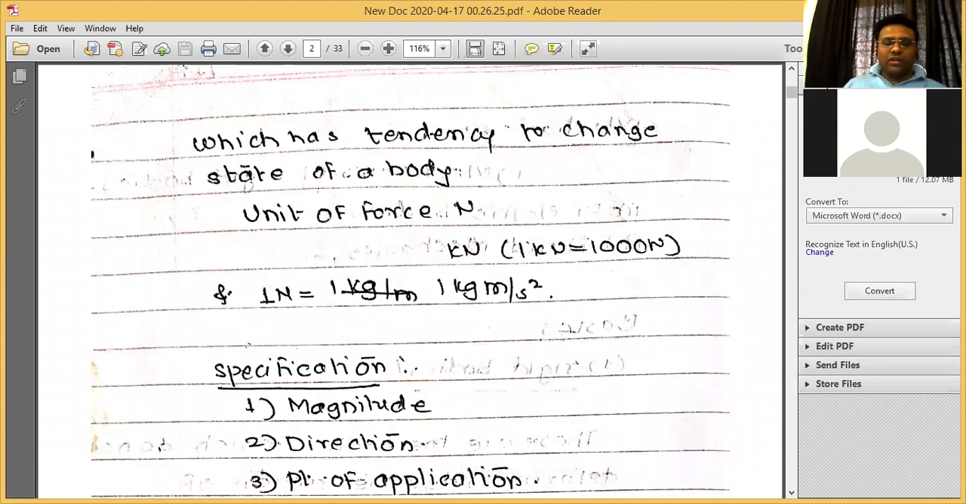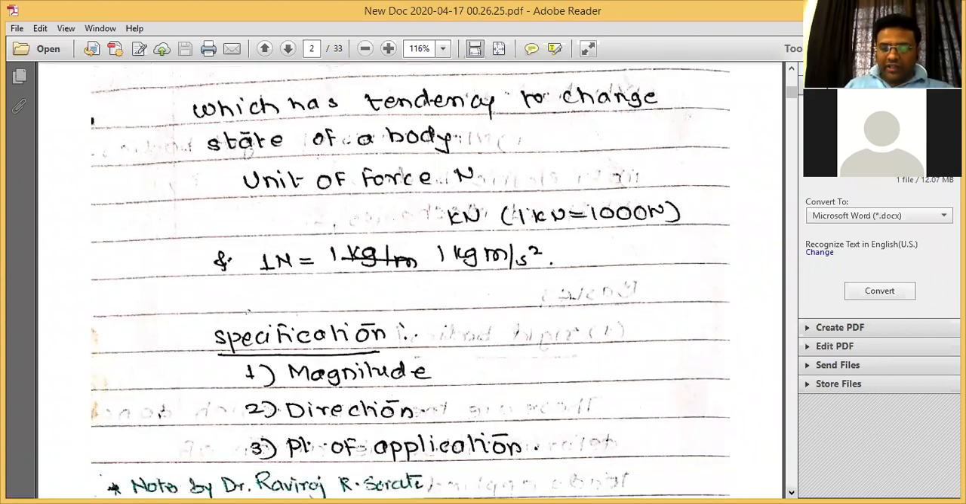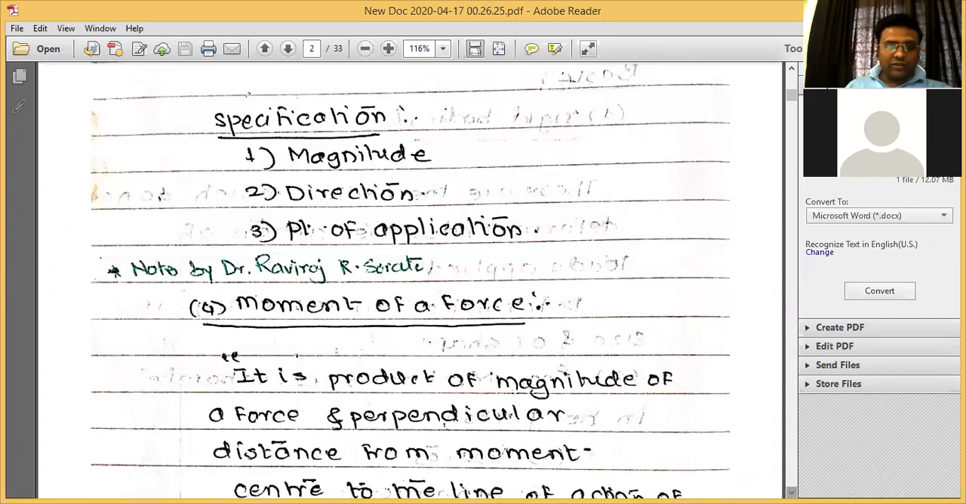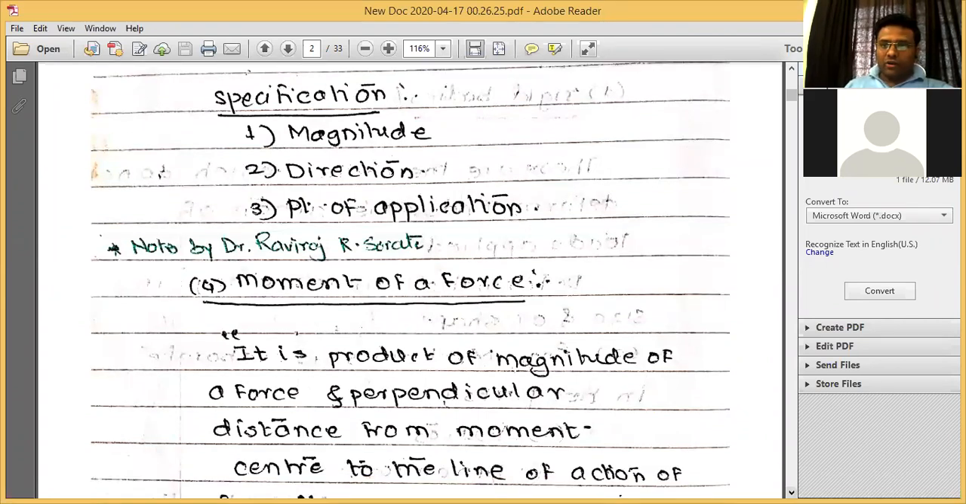That is a favorite MCQ of any examiner: the force is defined by what? It is defined by magnitude, by direction, and also by point of application. All three things are needed to define a force. If either of them is not known, then we cannot define the force correctly.